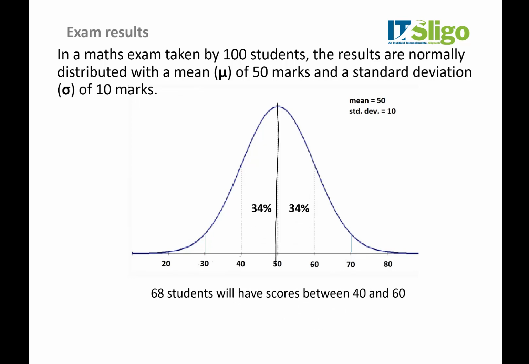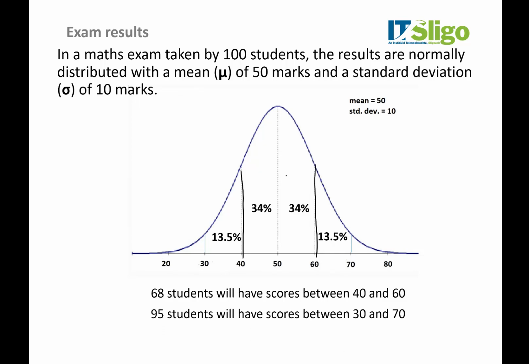So 68 students would have a score between 40 and 60. 95 students would have a score between 30 and 70. And 99 students would have scores between 20 and 80. And then there might be one student scoring 86 or 87, or scoring less than 20.